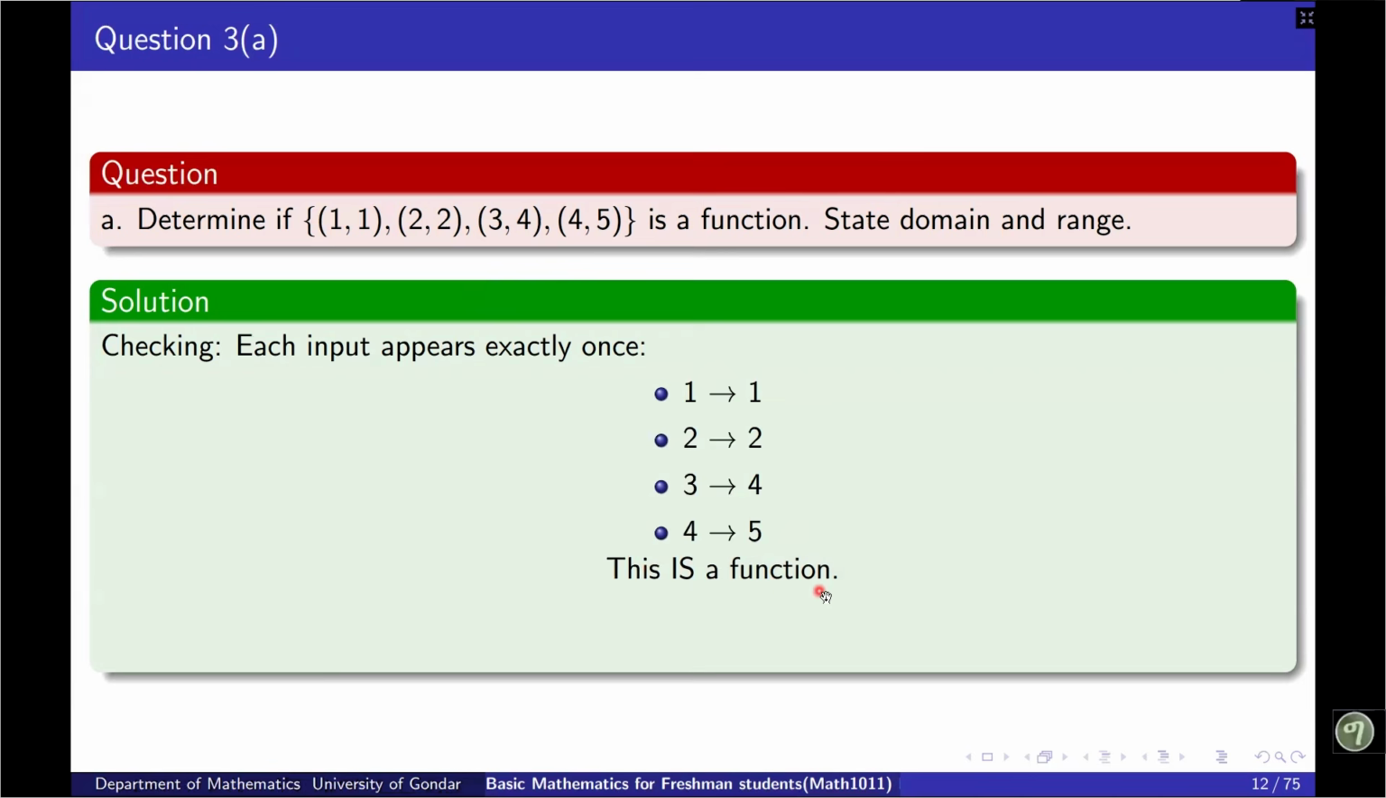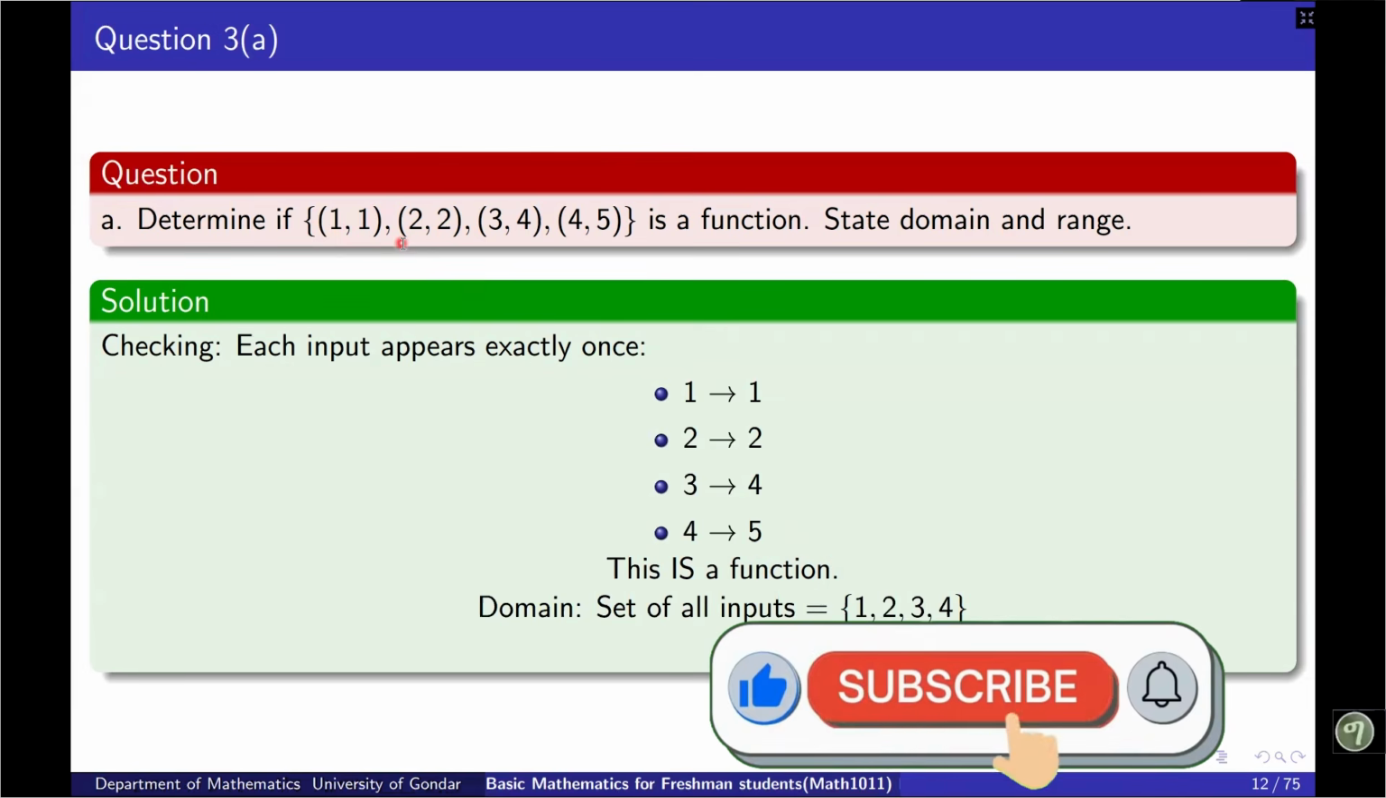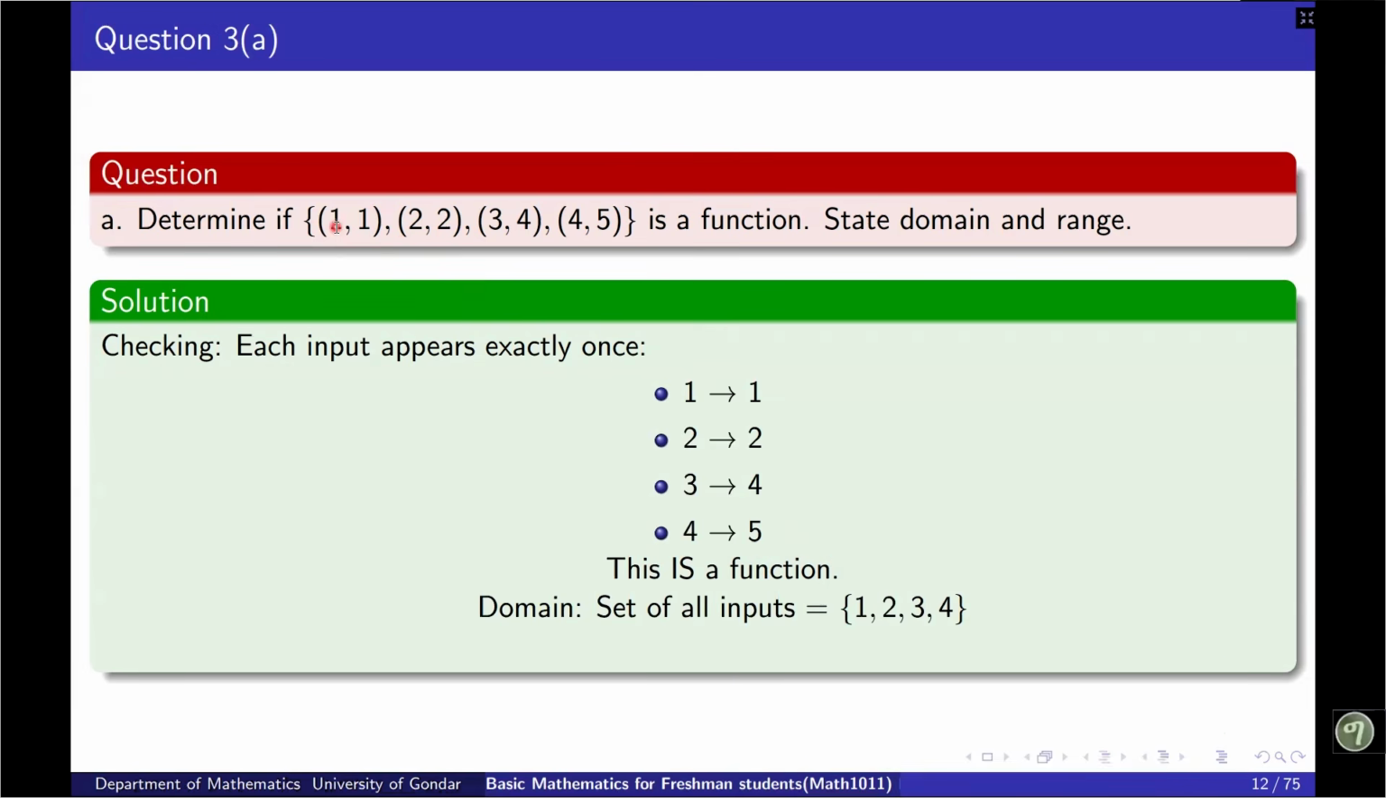So this is a function, and we know that the domain of every relation or function is the set containing all the first coordinates of each of the elements of the given relation, and the set containing the second coordinates will be the range. So here the domain of this function will be the set containing 1, 2, 3, and 4. And similarly, the outputs, or the range, could be 1, 2, 4, and this one, that is 5.